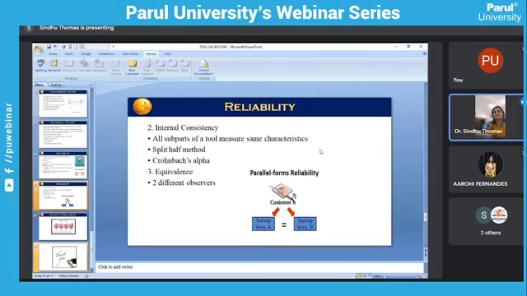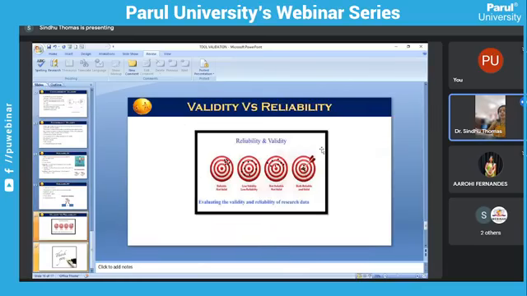Coming to internal consistency, the items of the tool can be divided mainly into odd numbers and even numbers, and using the split-half method and Cronbach's alpha, we are able to identify the r value. The third is equivalence, that is, two observers parallelly observing a particular phenomenon. Suppose in breastfeeding, one person and a second person check on the mother and use the tool developed, and the values obtained by examiner number 1 and examiner number 2 can be correlated to see whether the r value is good or not.